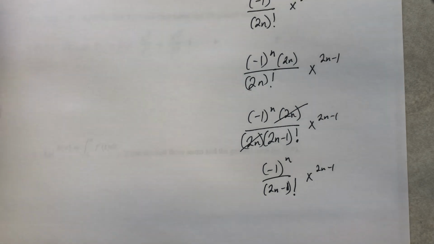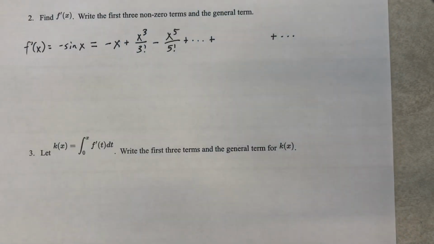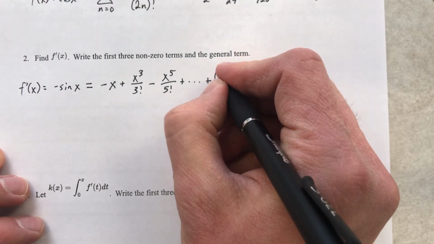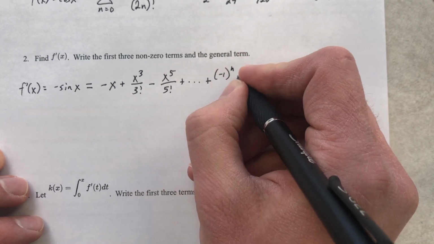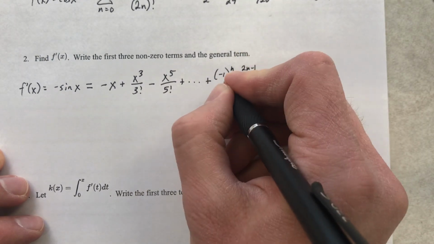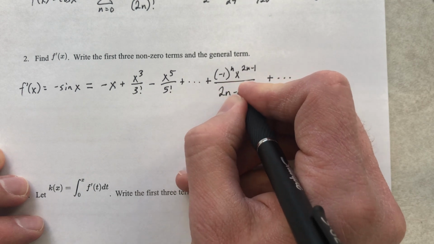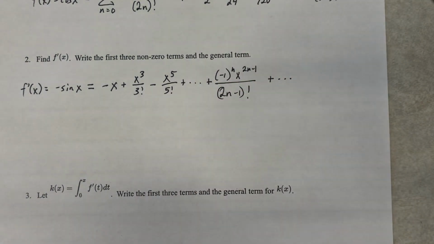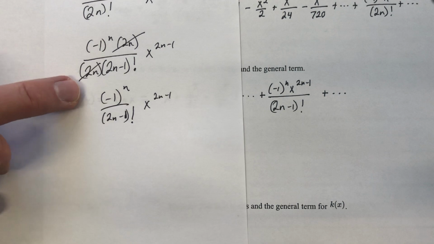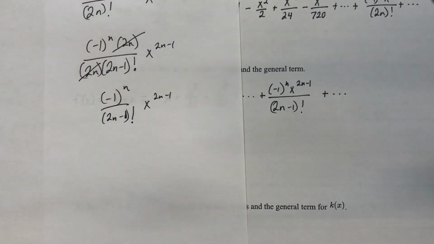You're just taking a derivative. You've done it before. It just looks a little different now. So negative 1 to the n, x to the 2n minus 1 over 2n minus 1 factorial. I rewrote it just a little bit differently. This is what I had here. This is what I had here. But it's the same thing.